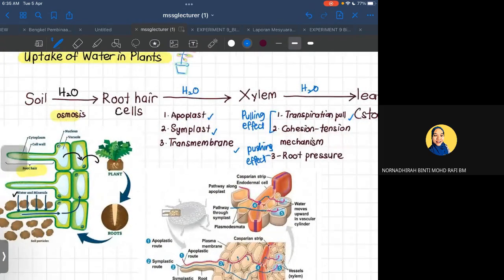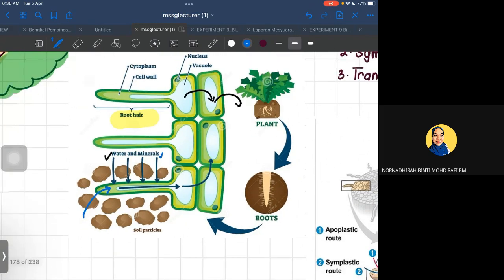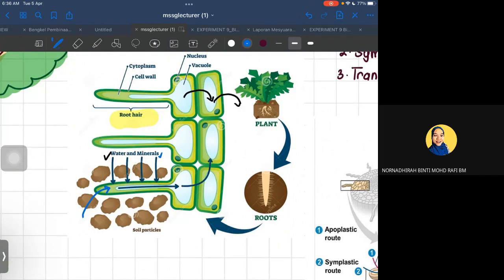Okay, so let's look first at the movement from soil to root hair cells, which I said is by osmosis. What contributes to the movement of water is actually the movement of mineral ion. Mineral ion will enter the root hair cells depending on the concentration of mineral ion. If the concentration of mineral ion inside is lower and outside the root hair cells, in the nearby soil, is higher, then the movement is via diffusion, or passive transport.